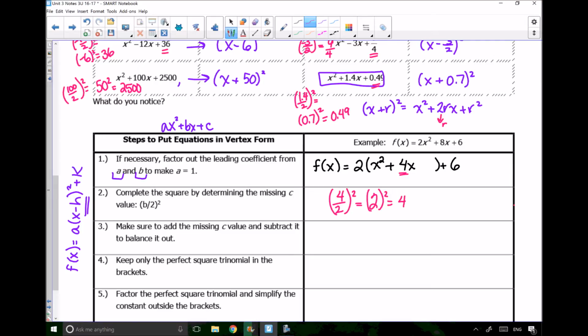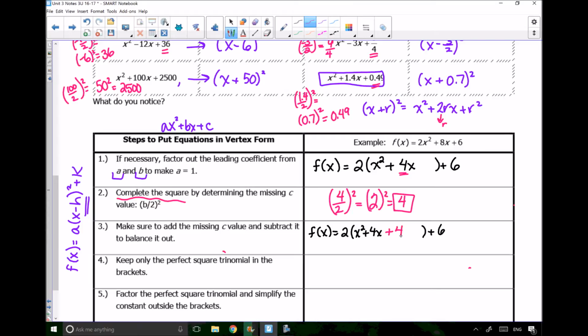Okay? So then what I'm going to do, step 3 says make sure to add the missing c value and subtract it to balance it out. So why would I do that? You're going to see right now. So what I'm going to do is copy down what I have here, 2 bracket x squared plus 4x, but I'm going to leave some space. And then I'm going to write the plus 6 on the end. So we figured out that the value that I need to add on is 4, and that's going to complete the square. So I'm going to write plus 4 right here.